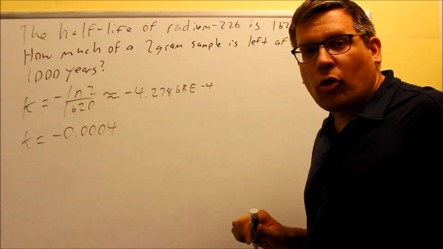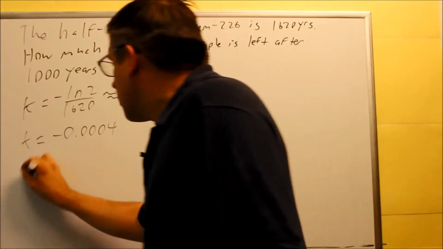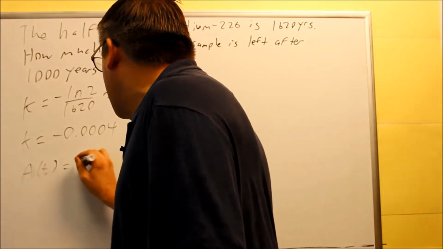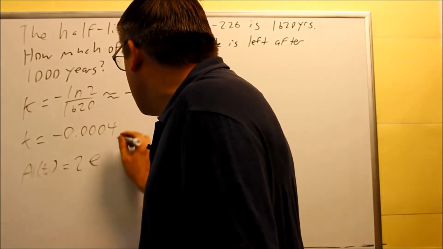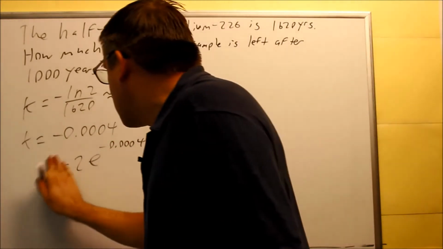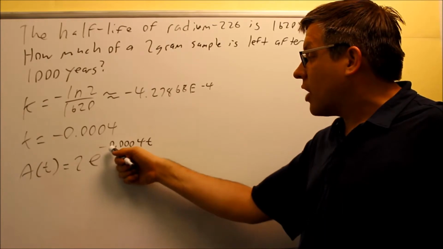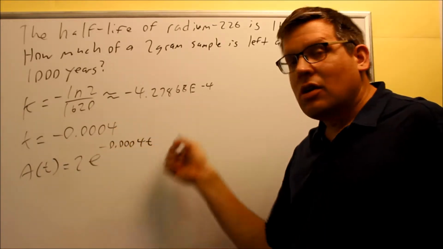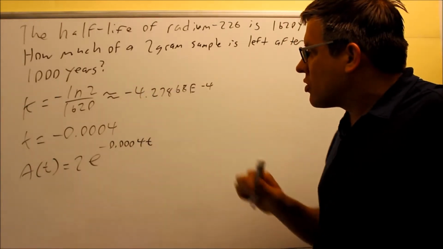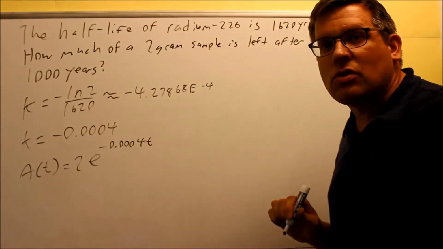We have this. Now we want to form our decay function. We were given that you originally start with 2 grams. So A of t is going to equal, if you do that, then you're going to get your original amount was 2. You have e to negative 0.0004 t. A of t is equal to 2e to negative 0.0004 t. This is your decay function for this particular one. It's specific to this particular problem because we're starting with 2 grams, and we have a special K value that's specific to this particular half-life, 1620 years.